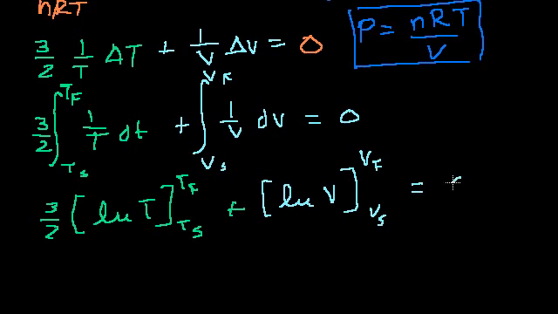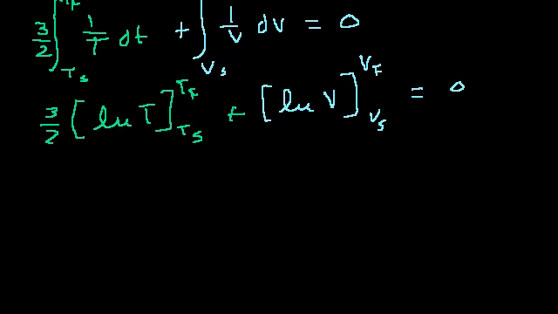So this is still equal to 0. Let's see what we can do here. We could rewrite this green part as 3/2 times the natural log of Tf minus the natural log of Ts, which, using our log properties, is the natural log of Tf over Ts. When you evaluate, you get the natural log of Tf minus the natural log of Ts.